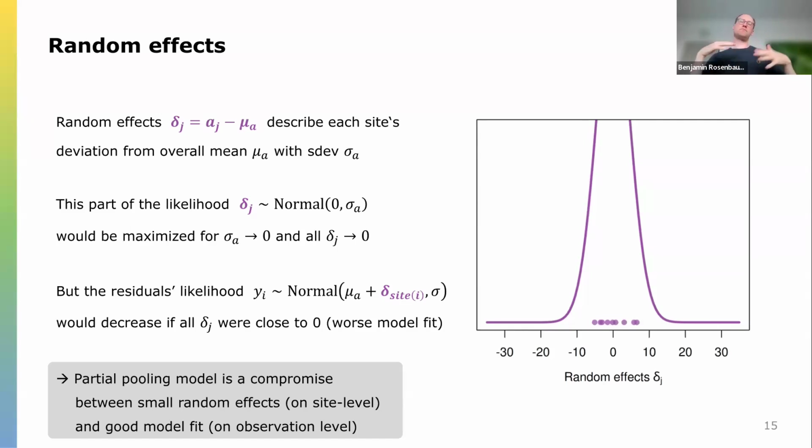So the model wants to draw them apart from each other in such a way that they fit the data the best. So a random effects model is always this compromise between the random effects being close to each other, but also fitting the data as well as possible. So it's always this kind of compromise between the two of them. There is always a trade-off.